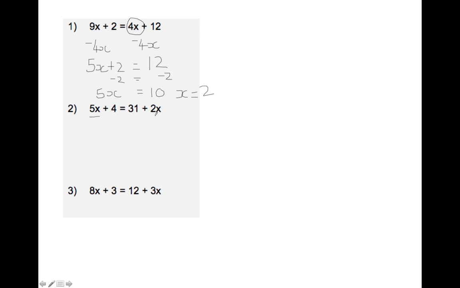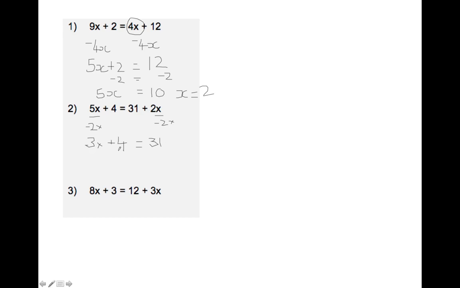Which side has the most x's? This side does. So I'm going to take away the x's from this side. Take away 2x. What I do to one side, I must do to the other. Take away 2x from over here as well. So I am left with 3x plus 4 equals 31, and 2x minus 2x leaves me with nothing. So it's just 3x plus 4 equals 31.